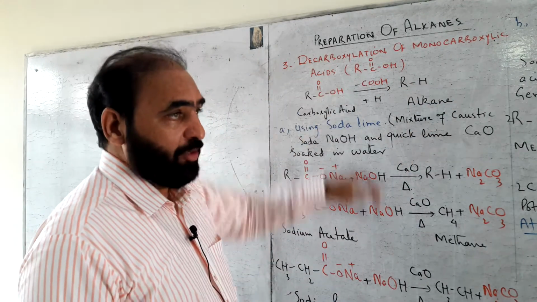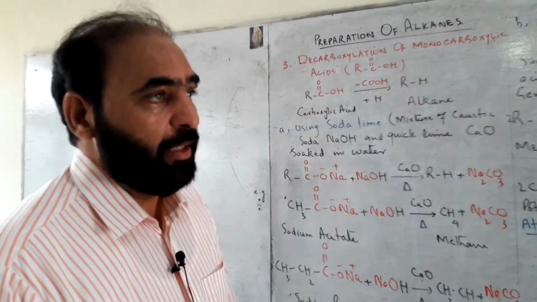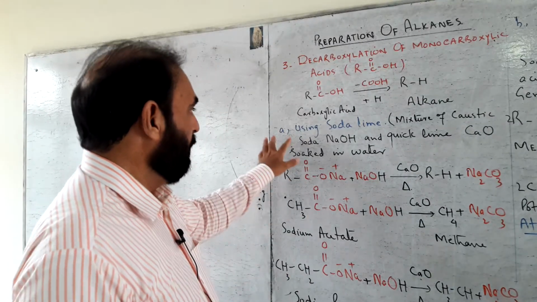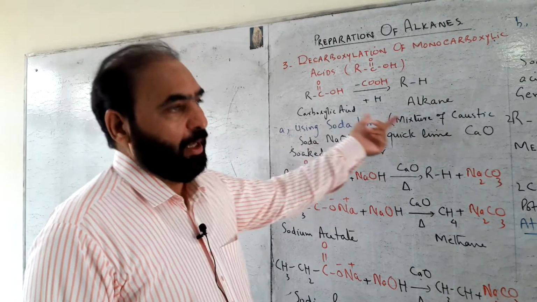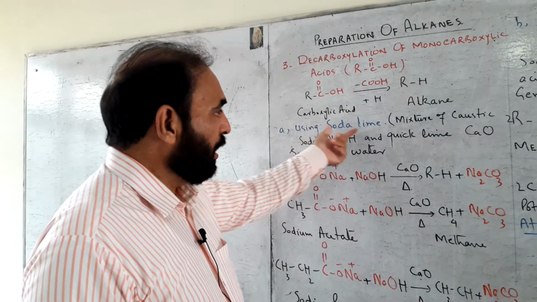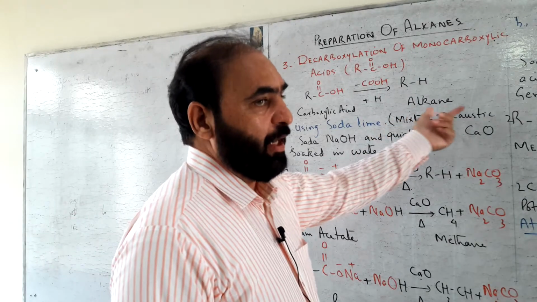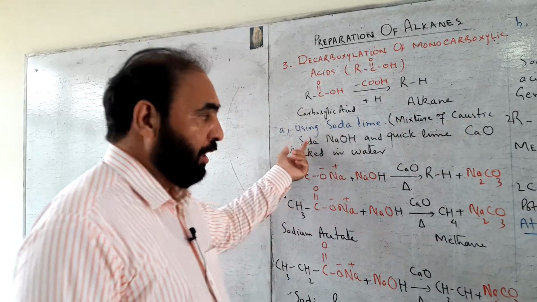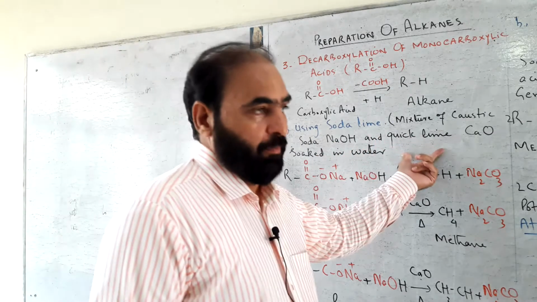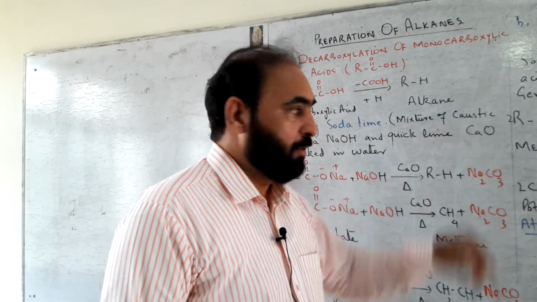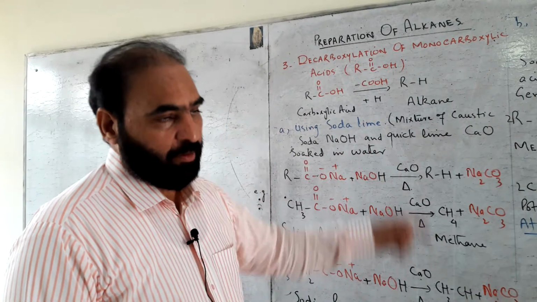So this removal of carboxyl group can be done by two methods. The first method is using soda lime. Soda lime is a mixture of caustic soda, which is sodium hydroxide, and quicklime, which is calcium oxide, soaked in water.